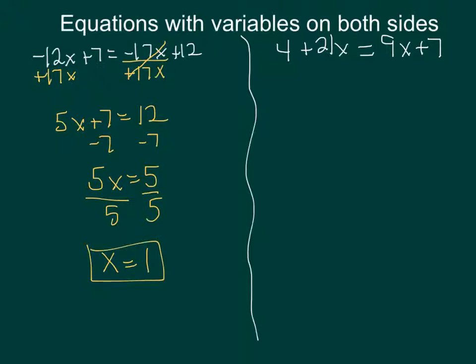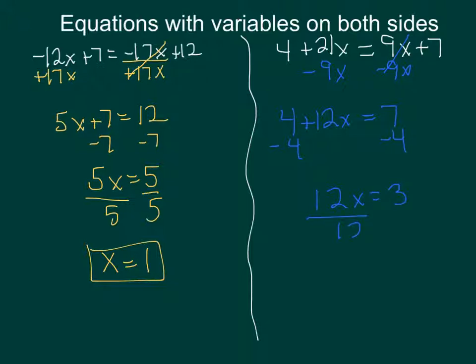For this one over here, same thing. We need to get the variables together. I'm going to subtract the smaller one. Remove the smaller one by doing the opposite. That cancels those. So 4 plus 12x equals 7. And we subtract 4 from each side. So 12x equals 3.